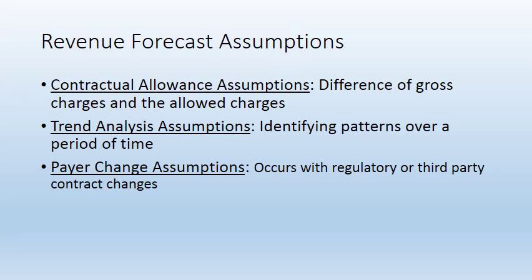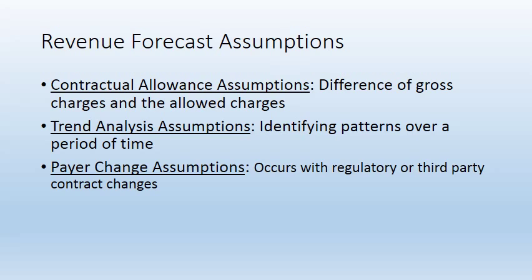Contractual allowances are agreed upon rates for the same services that can change over time. It is the difference of gross charges and the allowed charges. Each healthcare organization will have its own contracts and annually need to be evaluated on those changes and how they impact the forecasts. Lower contracted rates will result in less expected revenue.